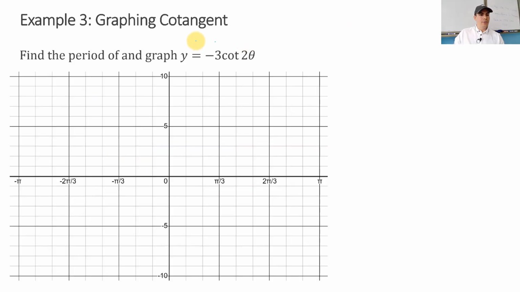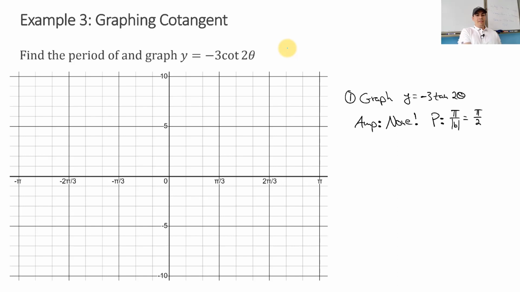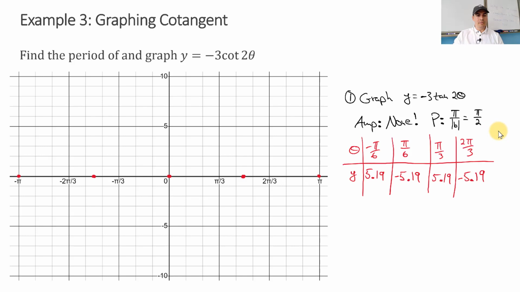All right, now let's go ahead and graph our cotangent. So we're going to find the period of and graph y is equal to -3 cotangent 2 theta. First thing we're going to graph is y is equal to -3 tangent 2 theta. Keep in mind, we don't have an amplitude for tangent or cotangent, but we do have a period value, and that's going to be pi over b. So that's going to be pi over 2. So let's go ahead and graph this out. We'll pick some values, graph that. So this is what my tangent graph would look like.